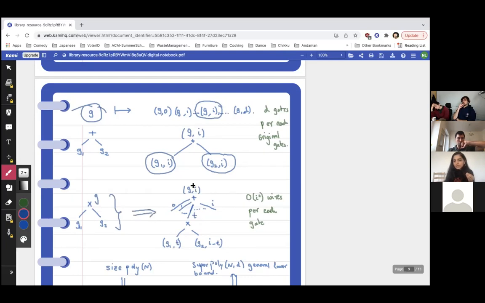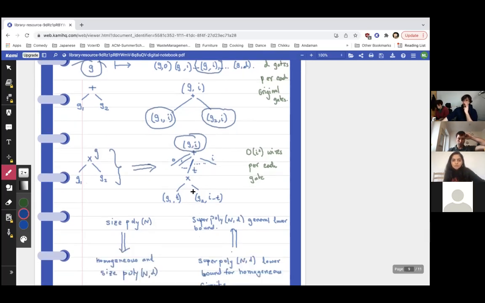And now note that every gate here is homogeneous because it is computing the degree component with which it is labeled by construction.